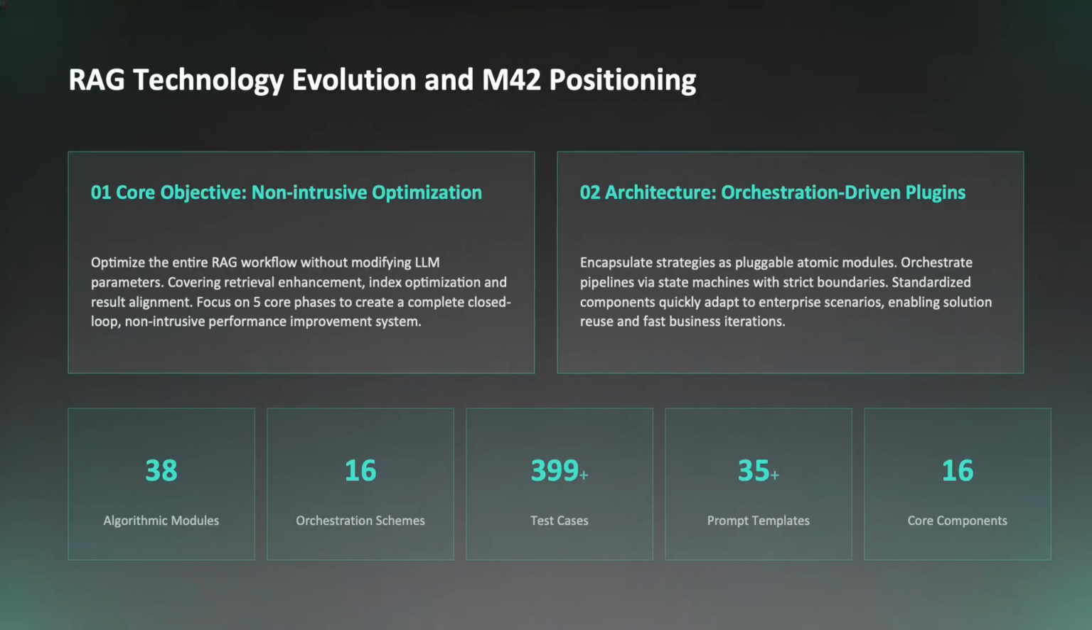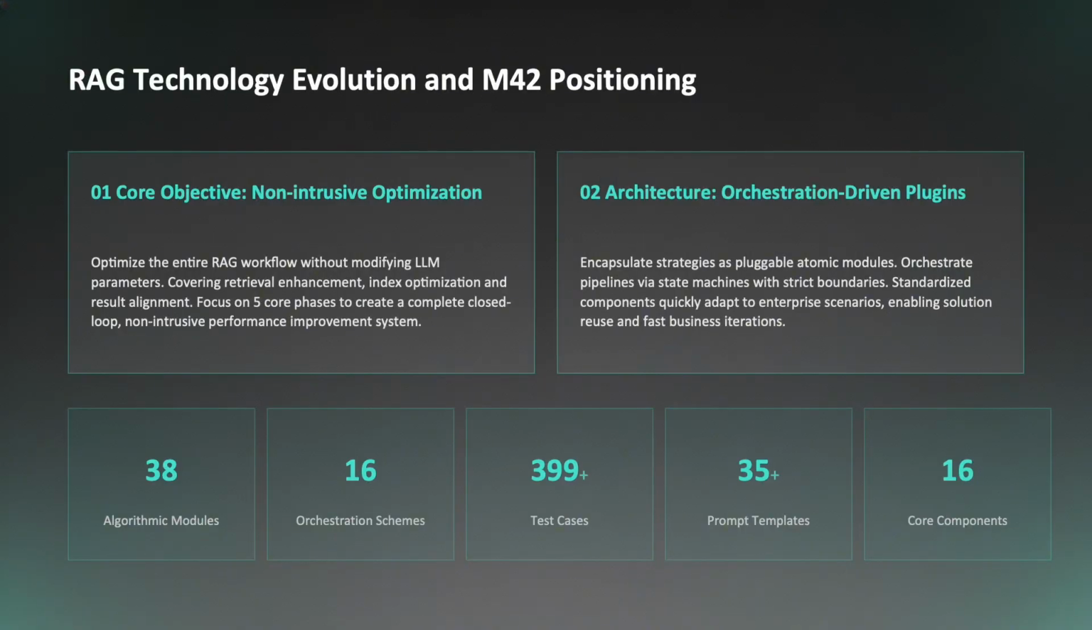We cover 5 critical stages: retrieval enhancement, index construction, result alignment, post-retrieval compression, and final generation, forming a complete closed-loop optimization system that never touches the underlying large model parameters. Our second architectural feature is orchestration-driven pluggable design.